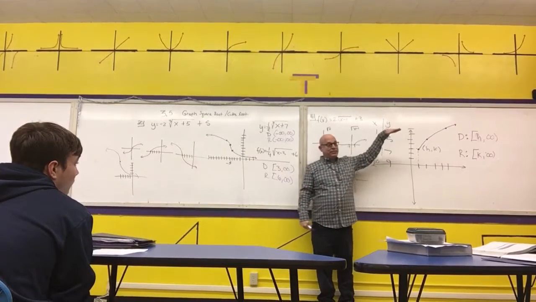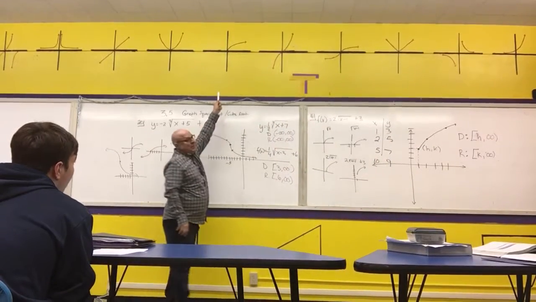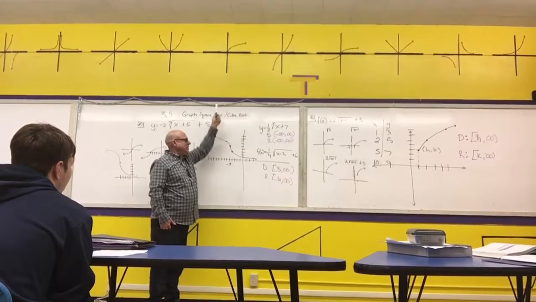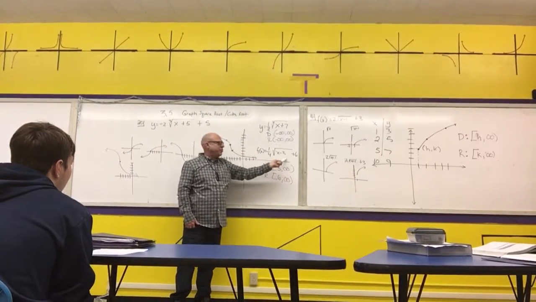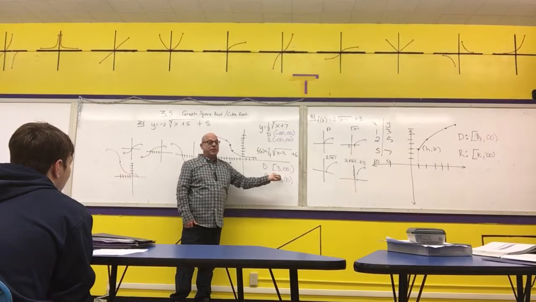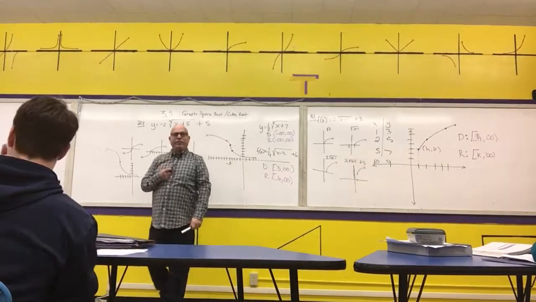That's a teapot. The teapot has a starting point. It normally starts out at 0, 0. But this teapot is shifted 3 to the right and 6 up. So I have to shift my 0, 0 three to the right and 6 up. Any other questions on domain, range, and graphs?